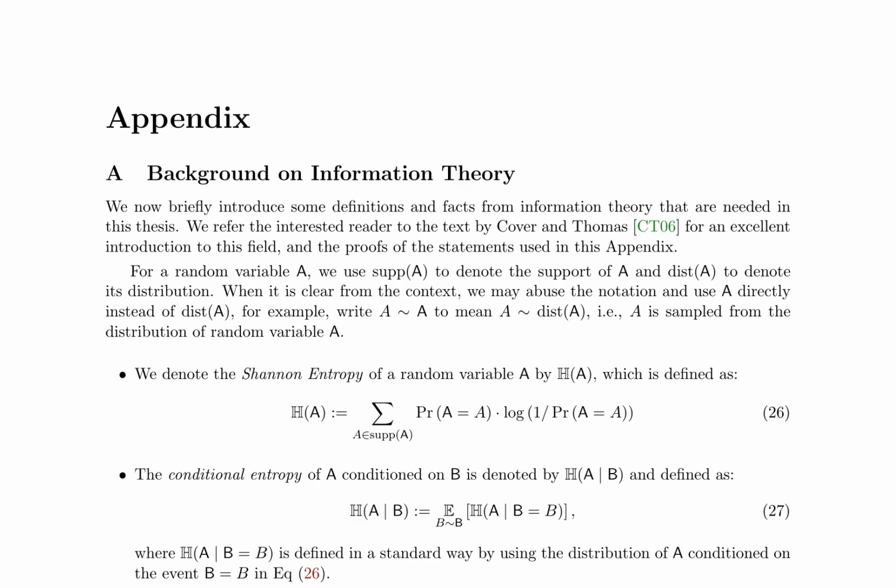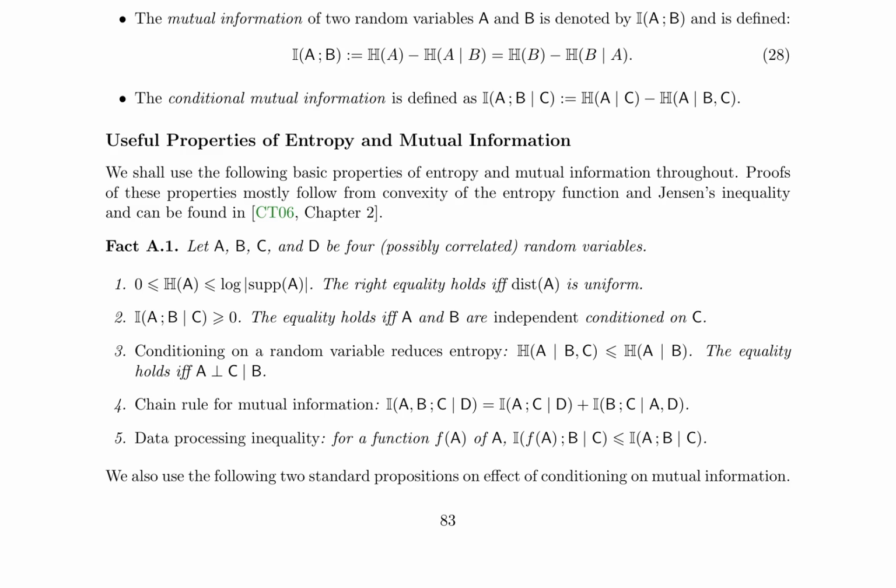This section provides a background on information theory, introducing definitions and facts necessary for the thesis. It begins by defining the support and distribution of a random variable A, denoted as sup A and dist A, respectively. The Shannon entropy of A is defined as H(A) equals the sum over a in sup A of Pr[A = a] log(1/Pr[A = a]), which measures the uncertainty or randomness of A. The conditional entropy of A given B is denoted as H(A | B) and defined as the expectation over b drawn from B of H(A | B = b), representing the uncertainty of A given B.